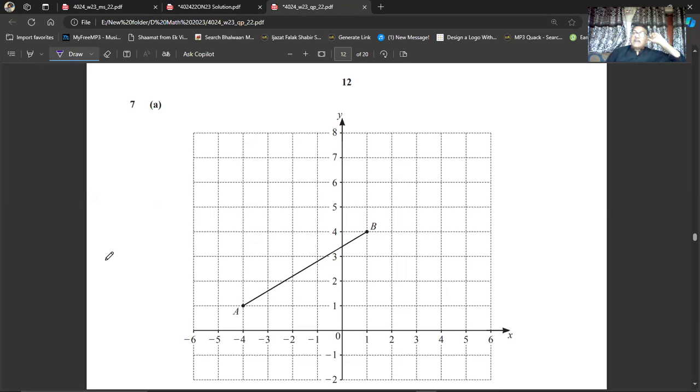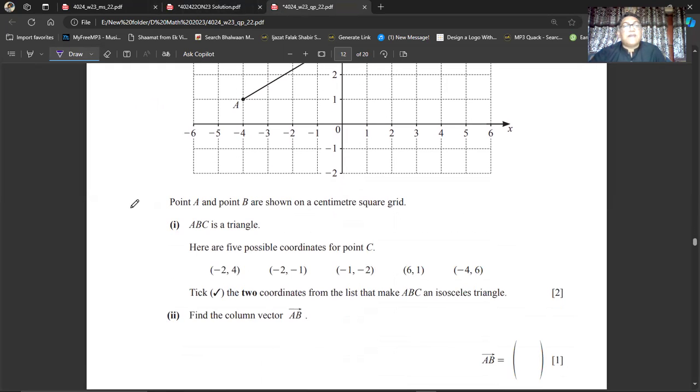So here we have a grid. On that grid, we have 2 points given. A point whose coordinates are minus 4, comma 1, and a B point whose coordinates are 1, comma 4. And he says point A and point B are shown on a centimeter square grid. First portion is ABC is a triangle, and the C point is not given here.